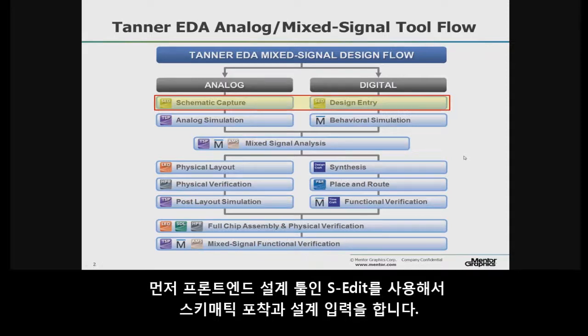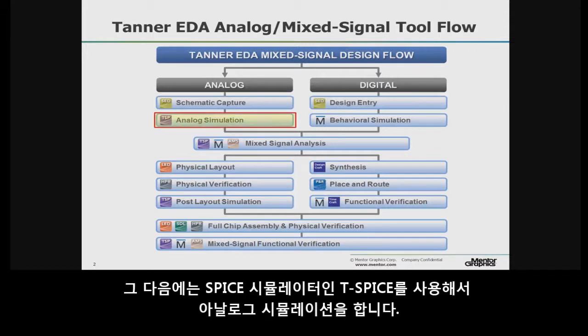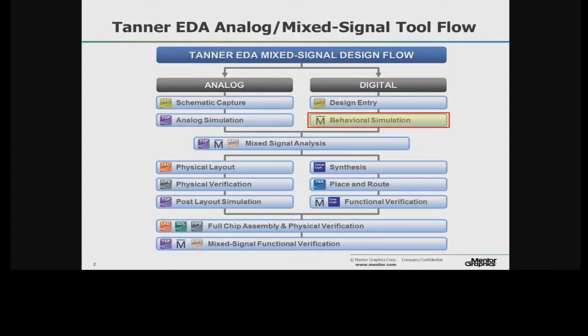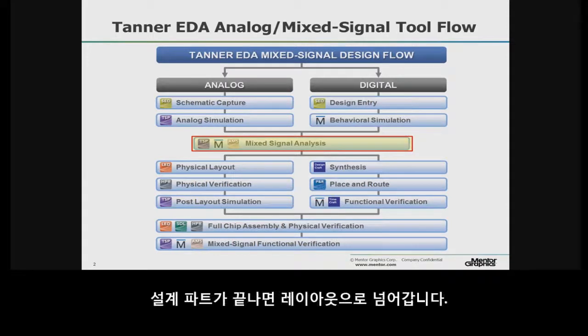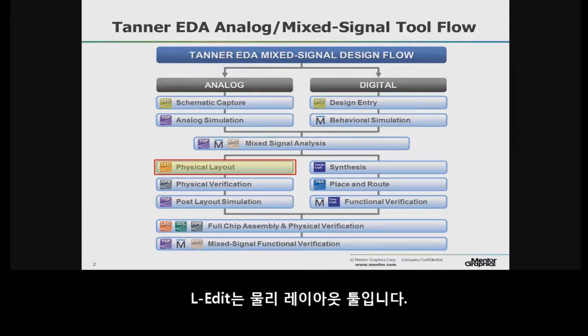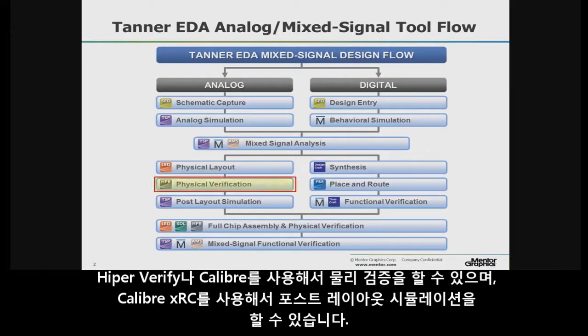First, you have schematic capture and design entry in SEdit, which is our front-end design cockpit. Second, our SPICE simulator, T-Spice, handles analog simulation. We do our digital simulation work in ModelSim, and mixed signal analysis using T-Spice and ModelSim in a co-simulation environment. Once the design part is finished, you proceed to layout. LEdit is our physical layout tool. We also have physical verification in either Hyper Verify or Calibre, and post-layout simulation using HyperPX or Calibre XRC.